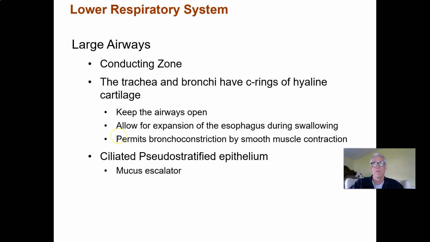Welcome to another installment of Human Anatomy and Physiology 2. Today's subject is going to be the lower respiratory system.